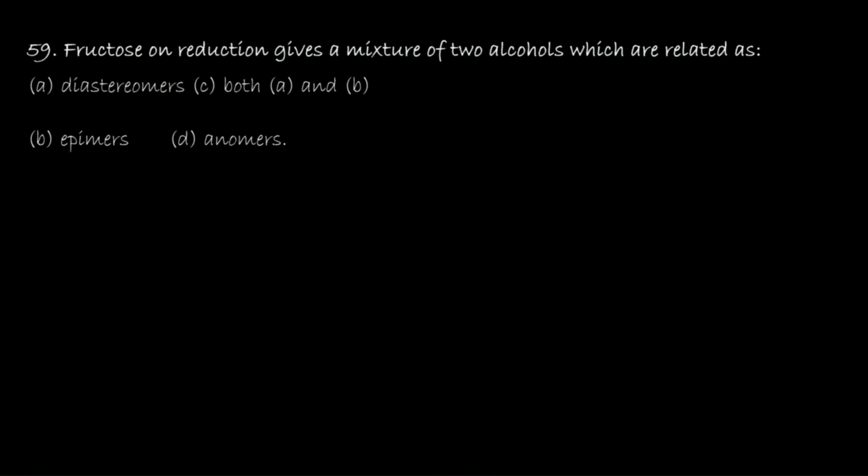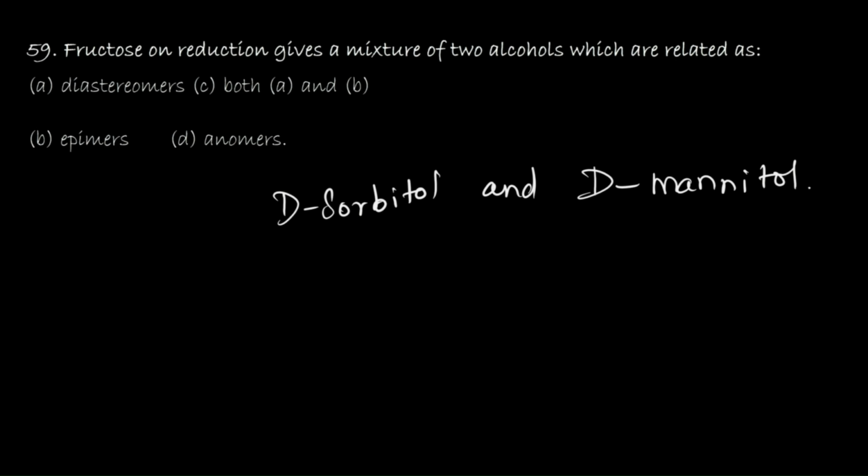Fructose on reduction gives a mixture of two alcohols which are related as? Fructose on reduction gives D-sorbitol and D-mannitol, right? Both are diastereomers and epimers. Why is it so? Because they differ in the C2 carbon only, that is epimers. So epimers and diastereomers, which makes option C the right answer.